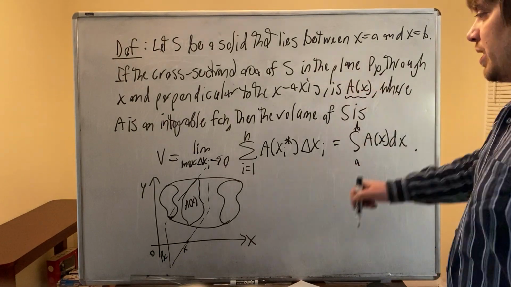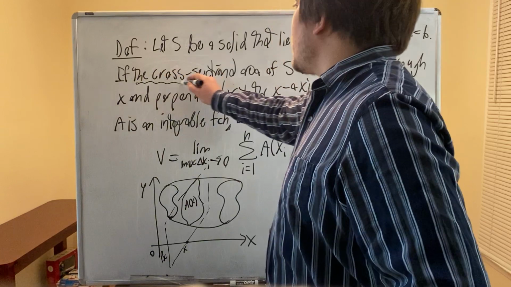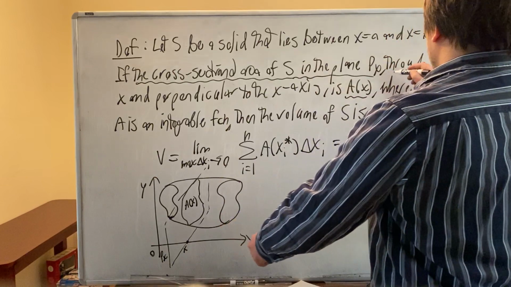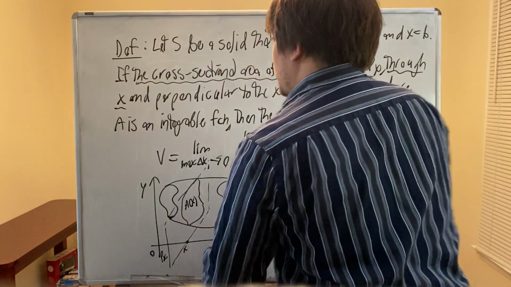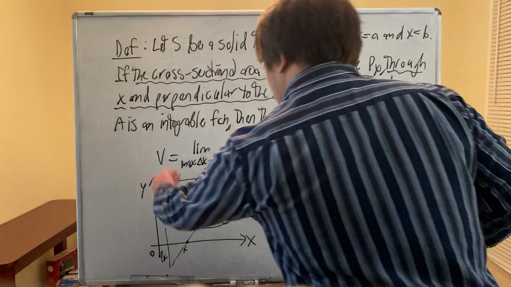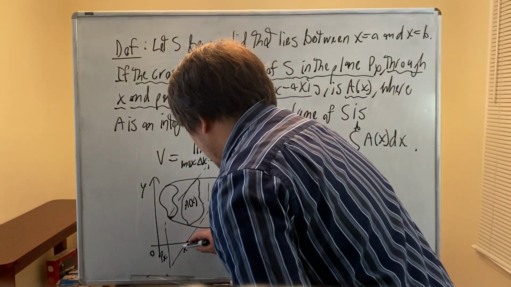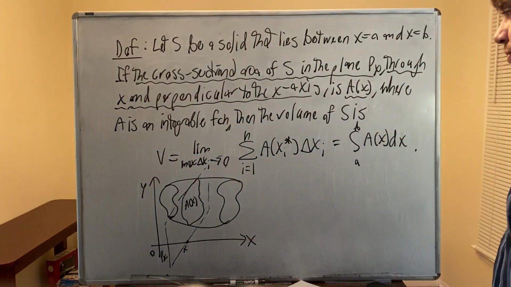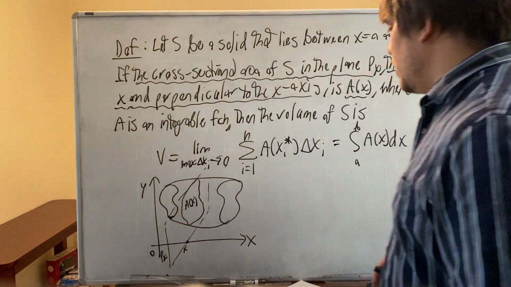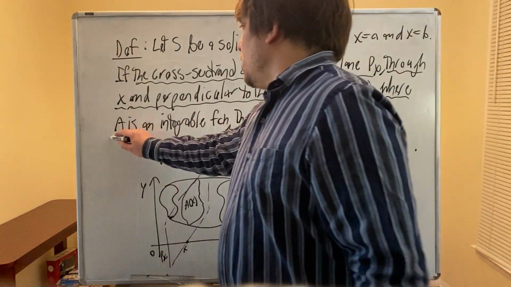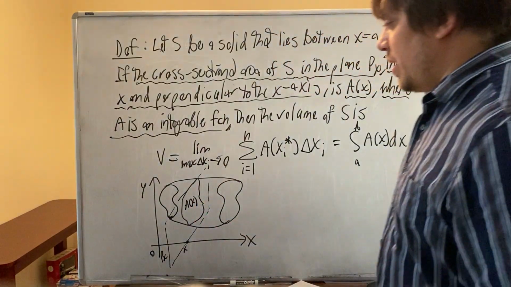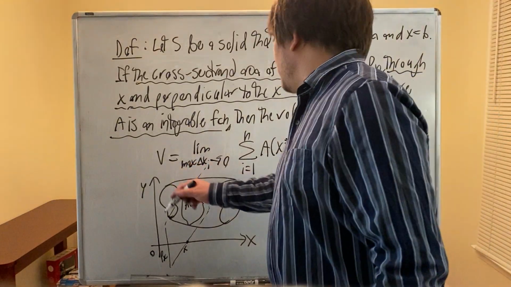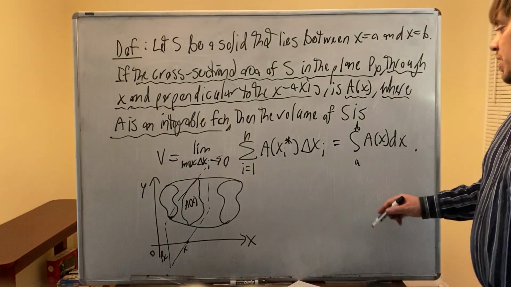The A of x here is the cross-sectional area of S in the plane P sub x through x, and perpendicular to the x-axis. This is perpendicular to the x-axis. Okay, so we got up to this point where capital A is an integrable function. So you can integrate that function, is what that means. Then the volume of S is capital V, which is equal to this definite integral.